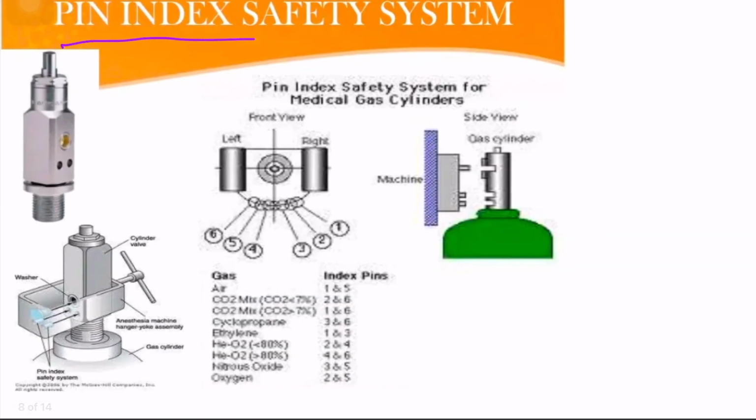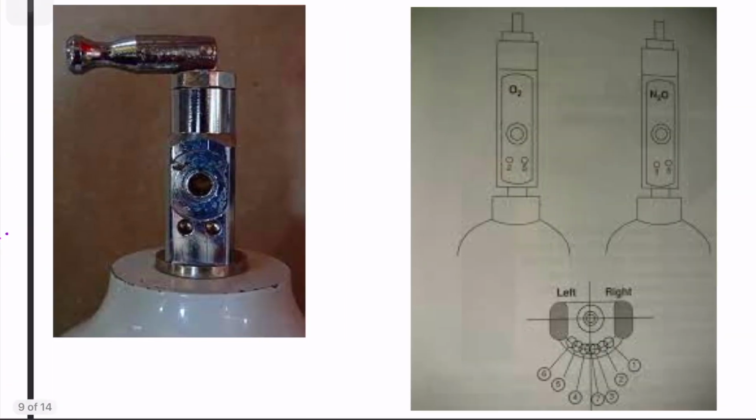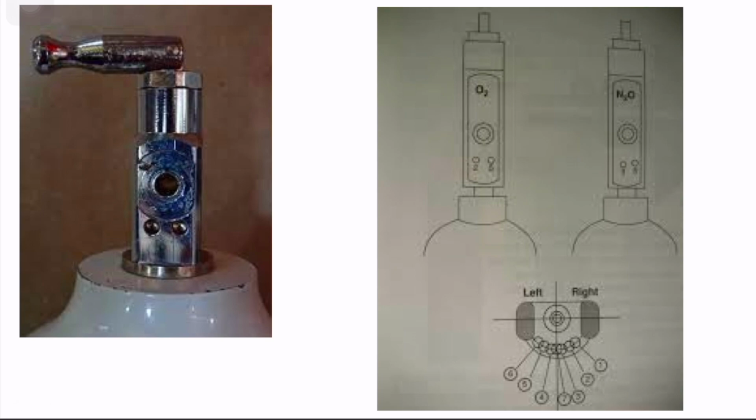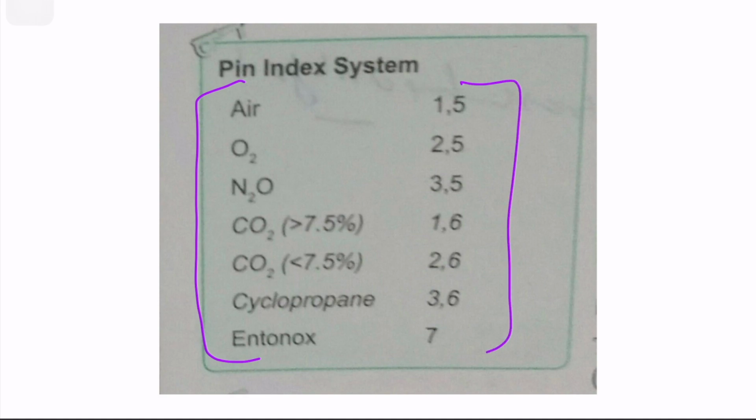So we have a pin index safety system, commonly called as PIS, and this is used to connect the correct cylinder to the machine to avoid any accidents. And here they have mentioned numbers according to the gas used, and we have to memorize all that. So this is how the pins look like, the holes in which we connect. So this is the list which we should remember.